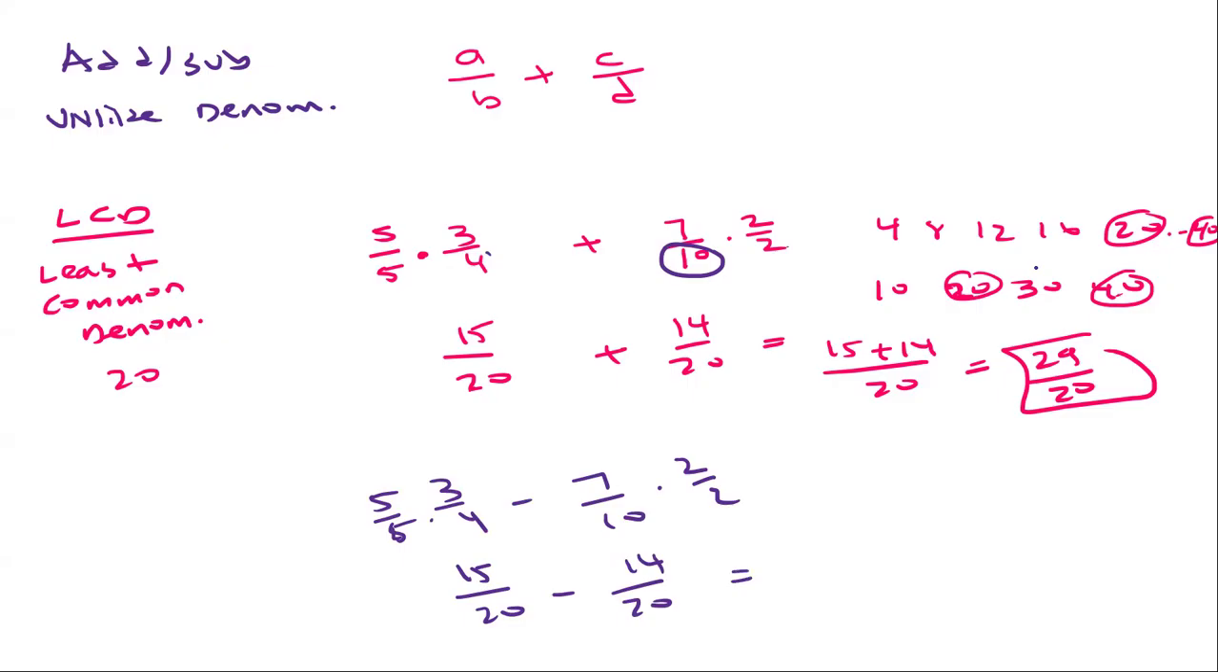The only difference now is I'm just going to subtract them. So 15 minus 14 divided by 20, which gives us 1/20. Okay. So that's the only difference, now we're subtracting the numerators instead of adding them. Okay. So that's the same application here for the top.